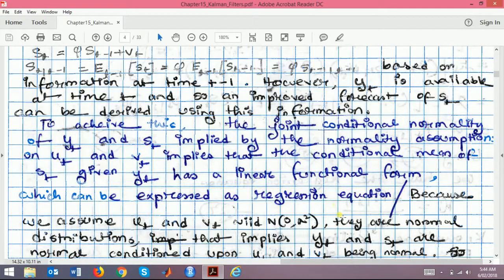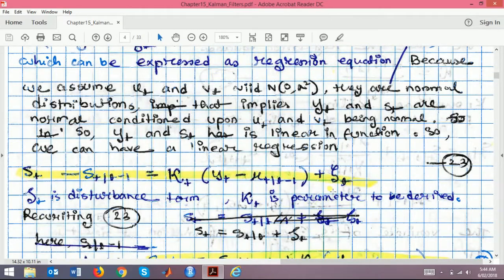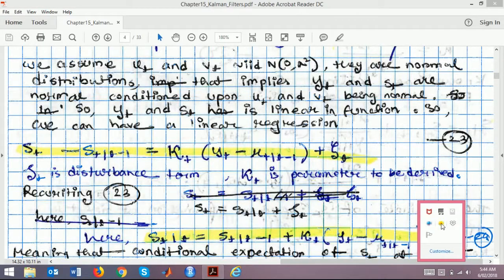So because s1 0 equals phi s0 0, we have already an information on that. Given the normality of s, we can basically improve upon this prediction and come up with a better prediction. And so when y and s is linear in function, we can have a linear regression. And we can solve for the linear regression and have a much better prediction. We can improve upon our prediction. Interestingly, the prediction improves now.